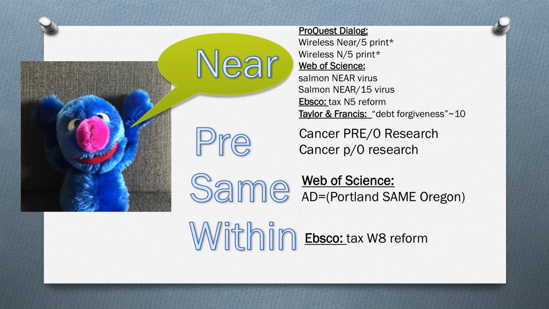So I want to reiterate, always use the prosheet or help documentation to help you plan a proximity truncation search.